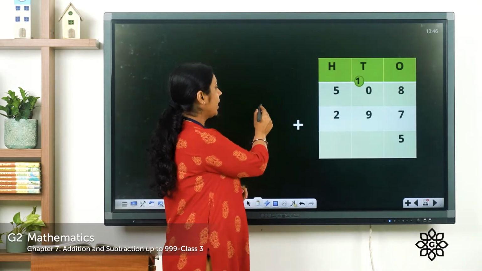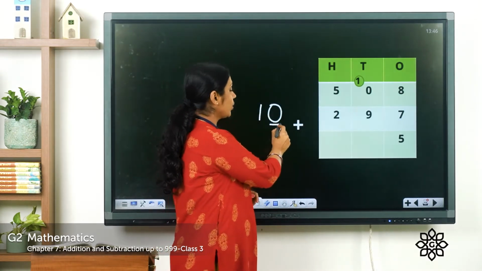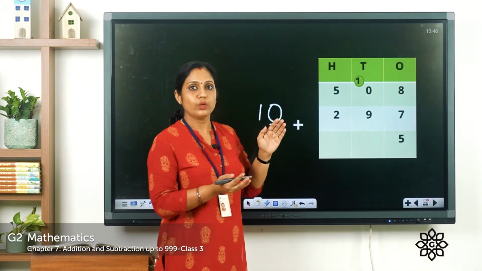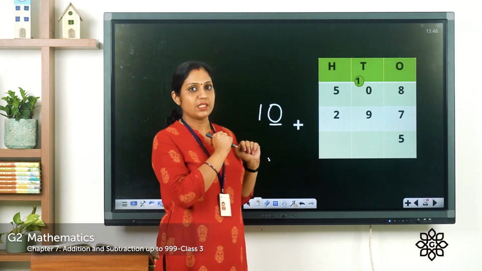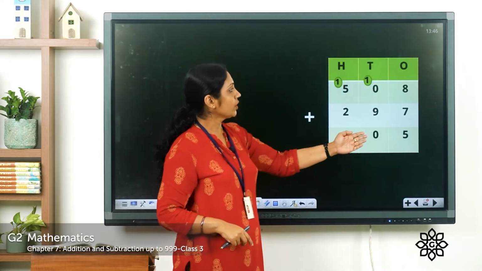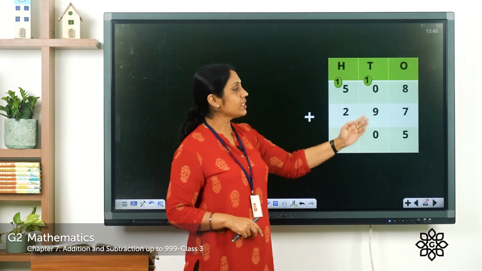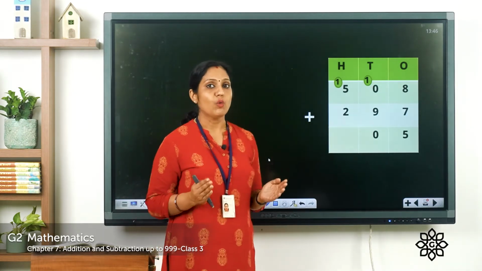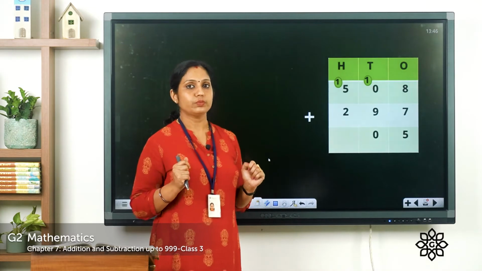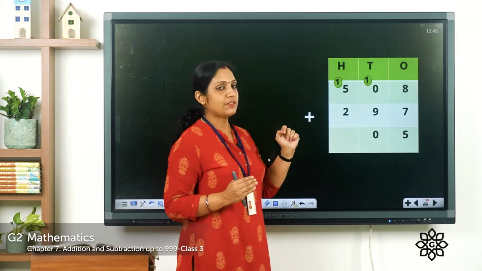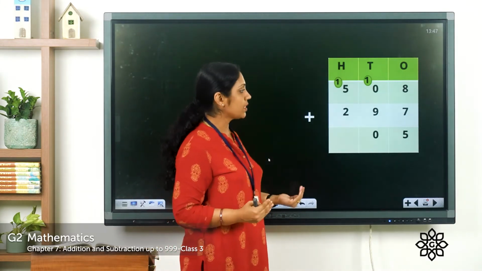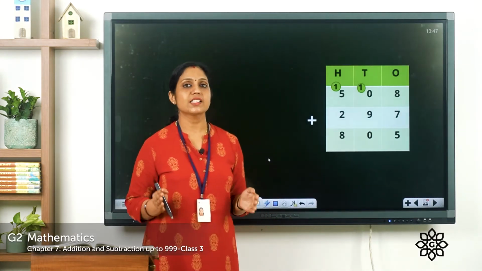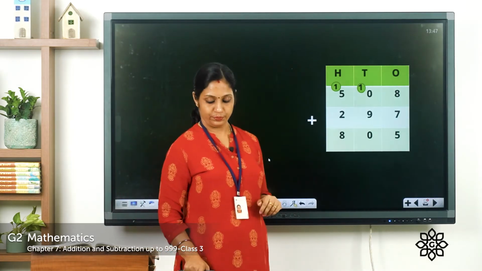Now what do we have to do? We get the number 10. 0 we have to write here in the tens place, and the other one will carry over to the next position, that is the hundreds place. So now we have written 0 in the tens place, 1 we carry over to the hundreds place. Now in the hundreds place we have 1 plus 5 plus 2. So we'll add that. 1 plus 5 is 6 and 6 plus 2 is 8. So we write that in the hundreds place and we get the answer 805.